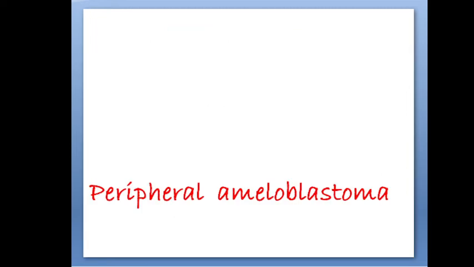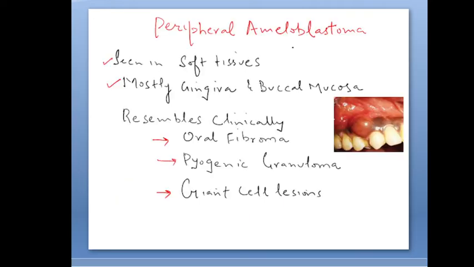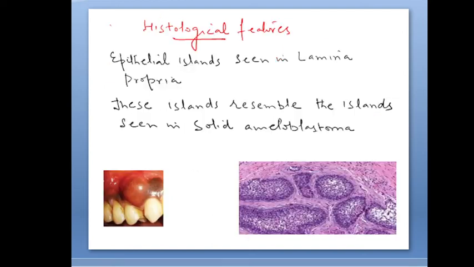Now coming to peripheral ameloblastomas. Peripheral ameloblastomas are seen in soft tissue regions of head and neck, mostly in the jaw. They are seen in gingiva and buccal mucosa. Now regarding the differential diagnosis of peripheral ameloblastoma, they resemble oral fibroma, pyogenic granuloma and giant cell lesions. So they resemble benign non-epithelial tumors of the oral cavity.